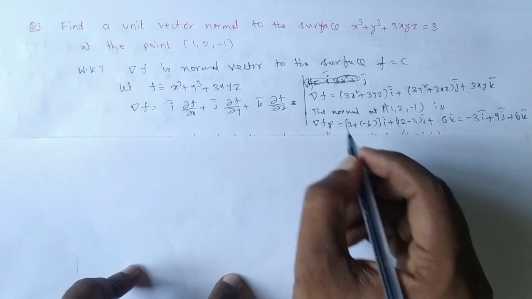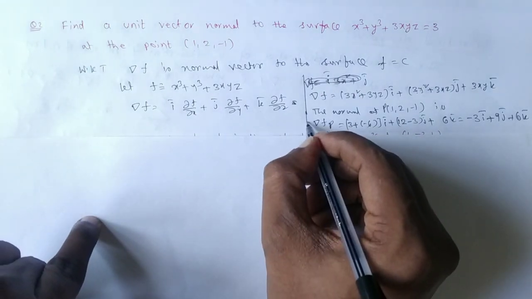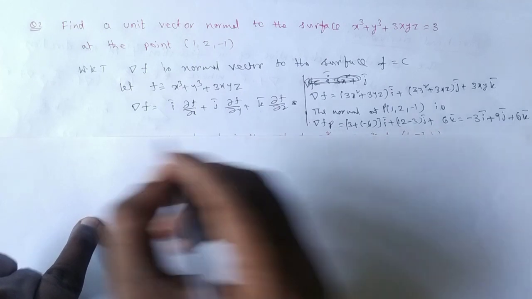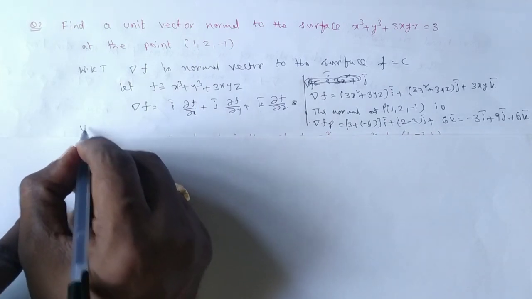This is the normal at the point P. Now I am taking the unit normal.